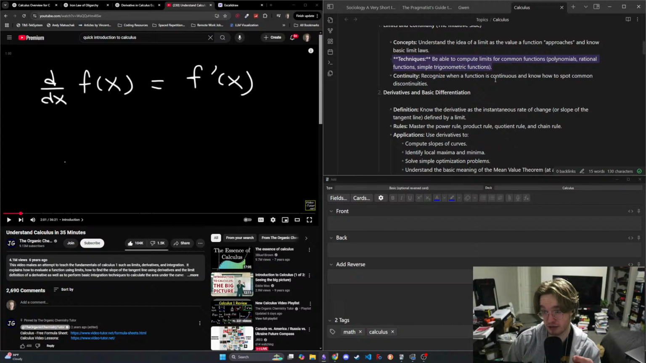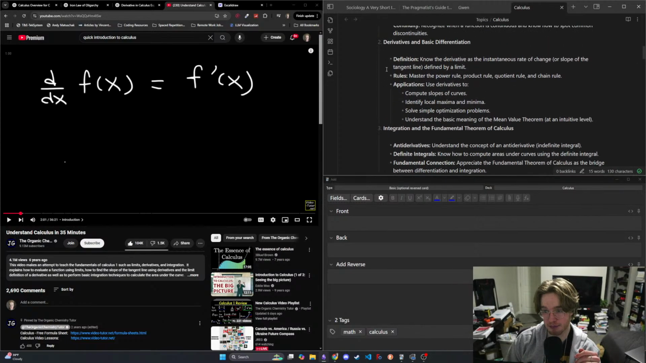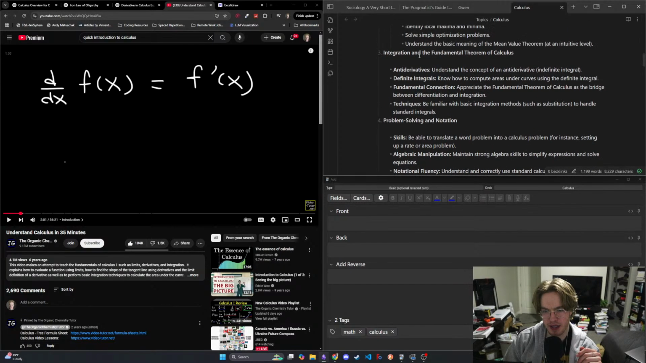Obviously I have zero practice with that, but I know different derivatives and basic differentiation. Obviously I can't do it yet, but I know what they are in terms of inputs and outputs, and conceptually. And I also understand integration and the fundamental theorem of calculus, the bridge between integration and differentiation, and how integration and differentiation are sort of inverse functions. So I understand what antiderivatives are, what definite integrals are.